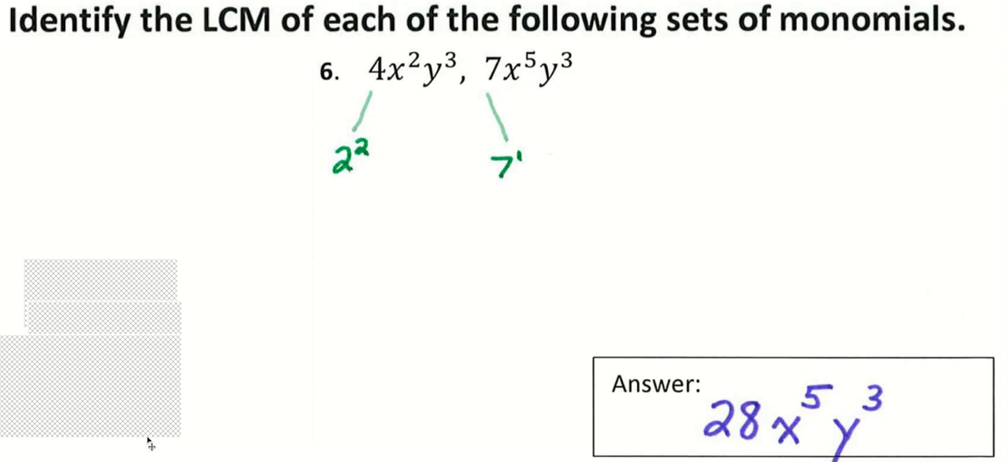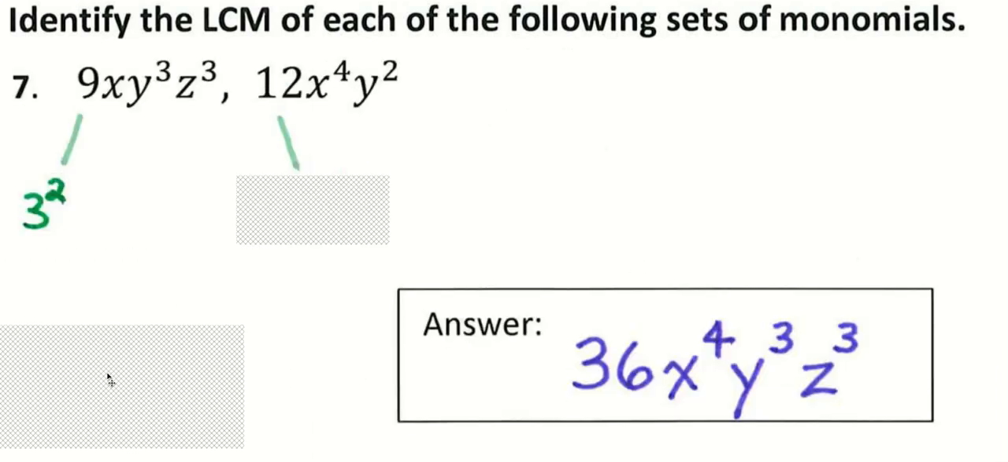So there's number 6. And then here's number 7. Again, what's bigger? Z to the third or no Z at all? Z to the third's bigger. Remember, for LCM, you're going with the bigger power. Okay?